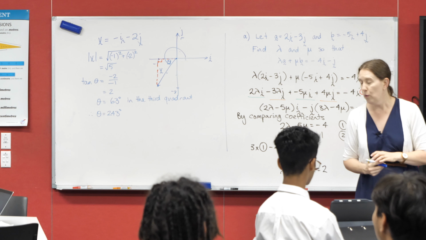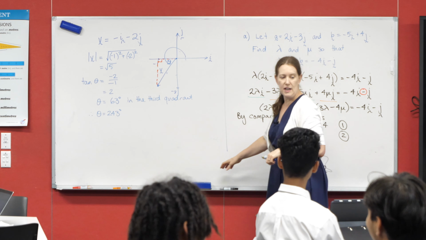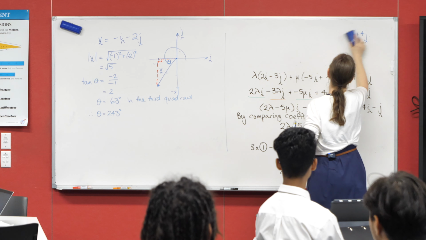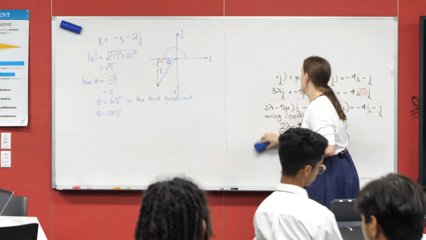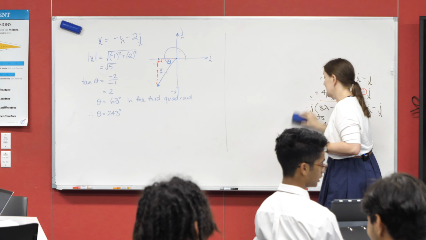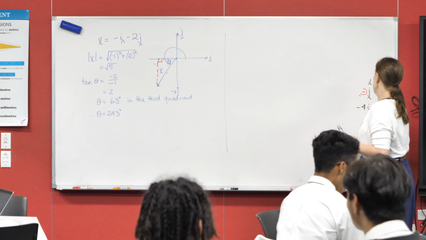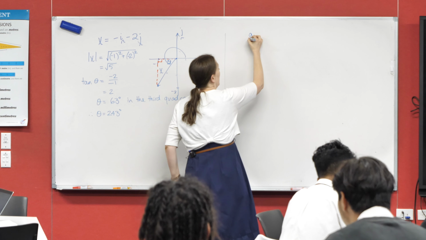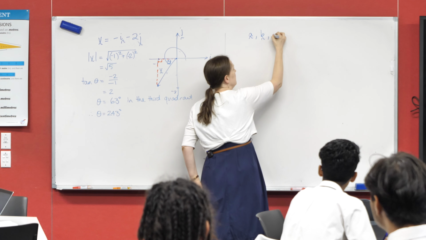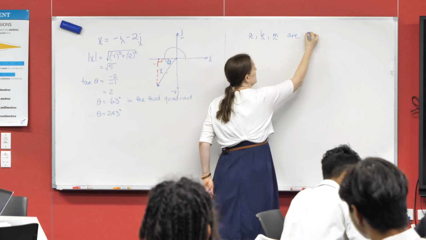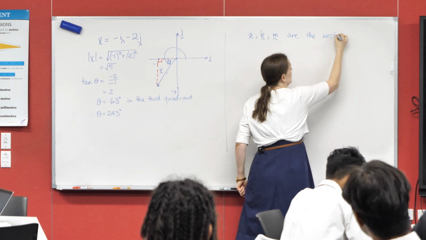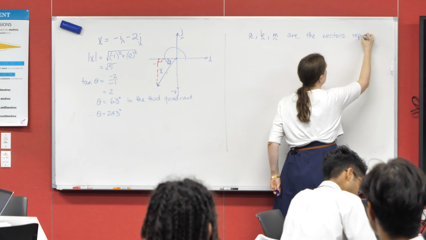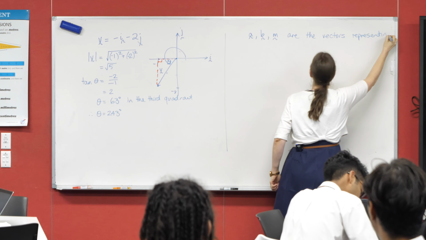The last question I wanted to go through with you is actually a pretty simple one, but I'd like you guys to start by drawing a diagram, and from that diagram I hope that the answers are one line of working. So the question is that vector A, vector B and vector M are the vectors representing the points. We good?